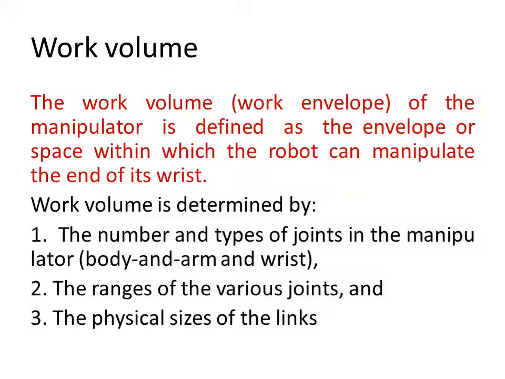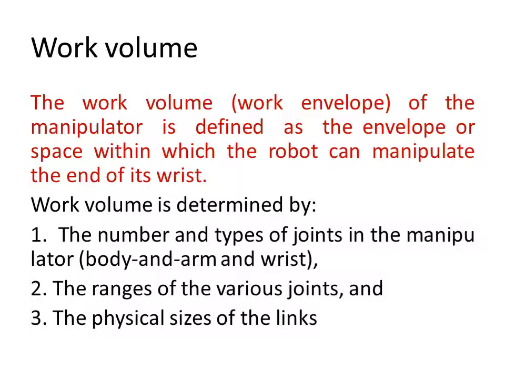Each degree of freedom you have to control, right? So the control will be more complex. Therefore the work volume is determined by the number and types of joints in the manipulator, the so-called body, arm and wrist. This is the type of joints and degrees of freedom. The second is the range, the minimum and maximum range of the various joints, which we have to count here.